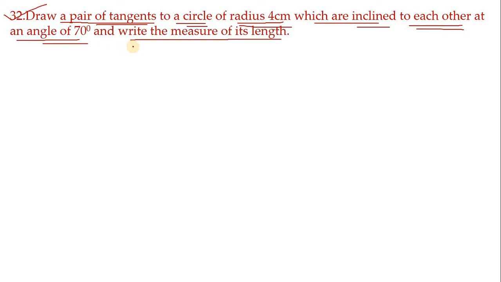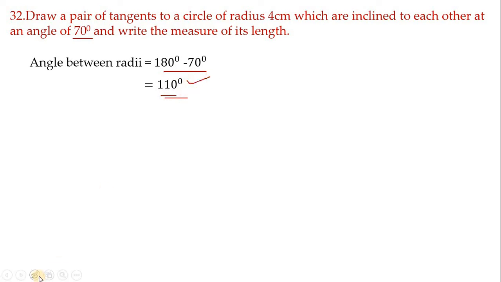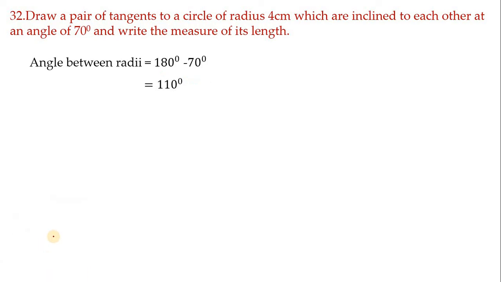Here angle between the tangents is given, children. Hence we have to find angle between the radii. So to find angle between the radii, in 180 degree, we have to subtract 70 degree. Let us do that. So in 180 degree, subtract 70 degree. So hence we'll get 110 degree. So this 110 degree we cannot construct without using the protractor. We must use the protractor for that.